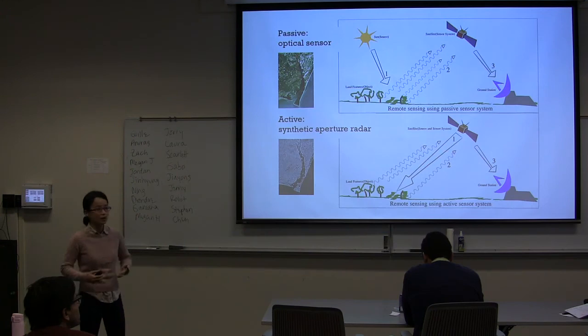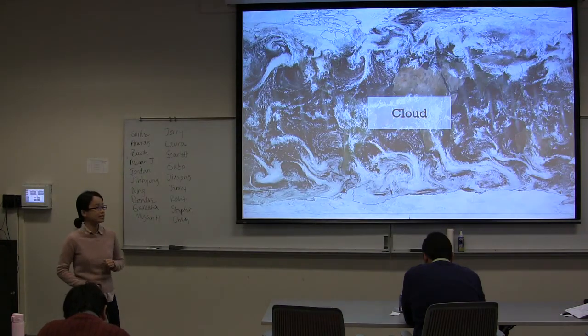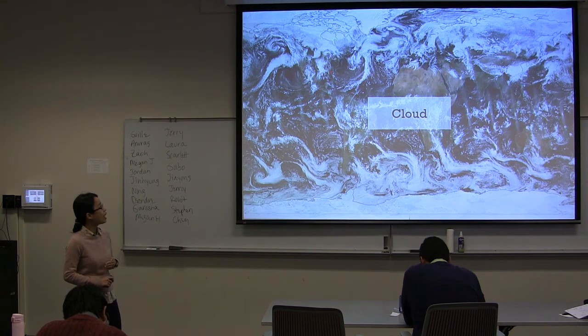So why do I need both sensors instead of either one? There are two reasons. The first reason is cloud. For any given day, around 70% of the sky is covered by cloud. And the optical sensor cannot see through cloud. So what happened underneath the cloud, we have no idea. So in this case, we cannot use optical images.